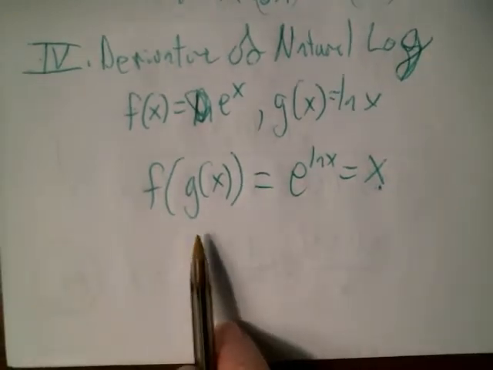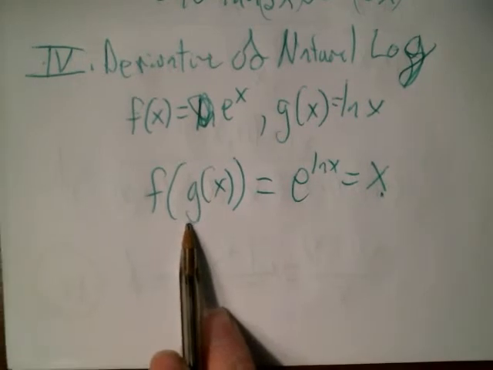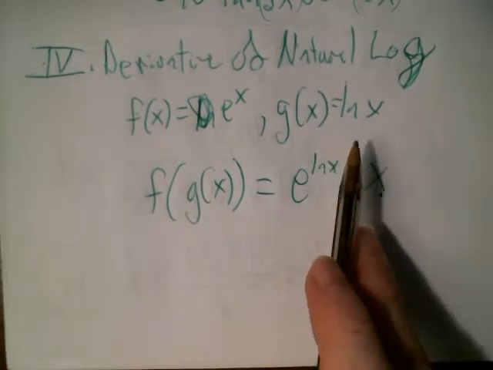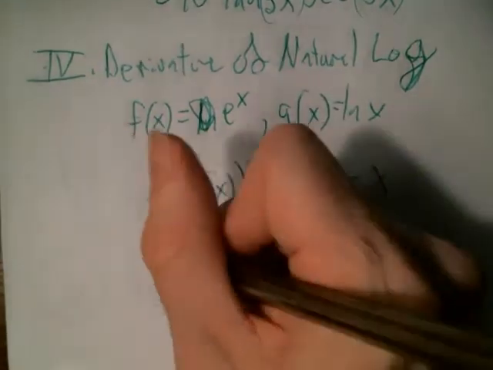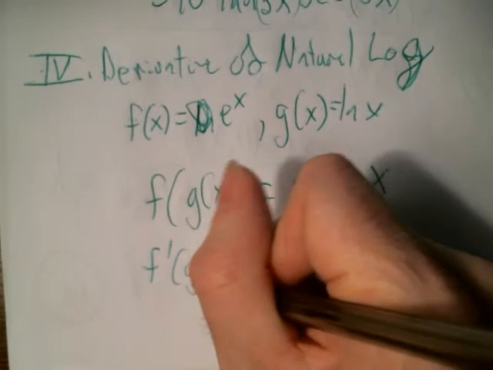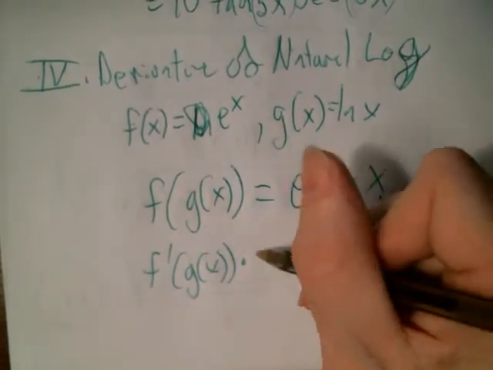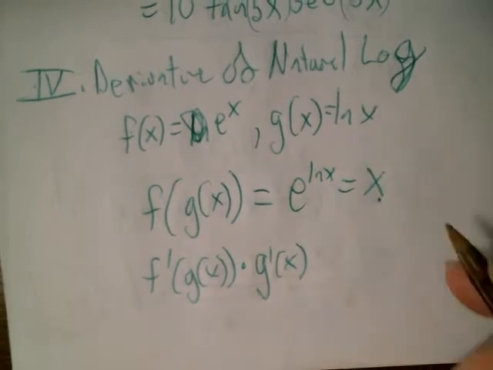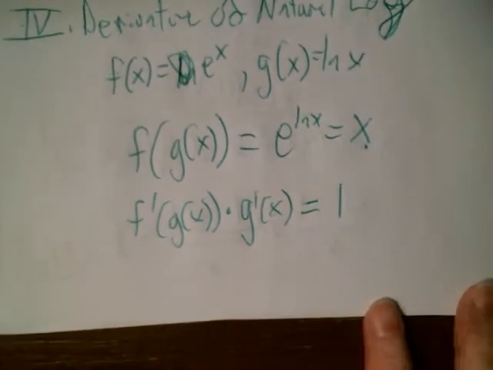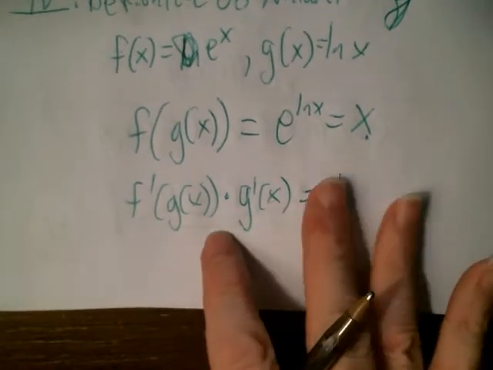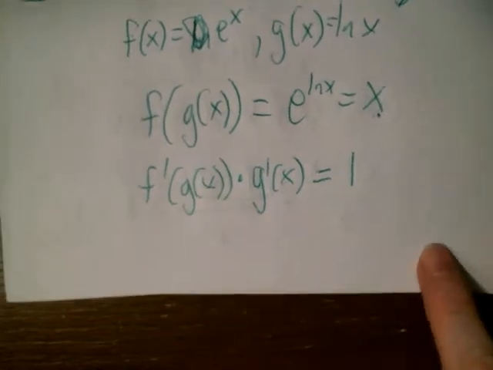Okay. From here, we can take the derivative of this thing using the chain rule and figure out the derivative of the natural log. So the derivative of this part is f prime of g of x times the derivative of its guts, in other words, times the derivative of g of x. On the right-hand side, the derivative of x is just 1. The idea is I'm taking the derivative on both sides of an equation. It turns out you can do that.